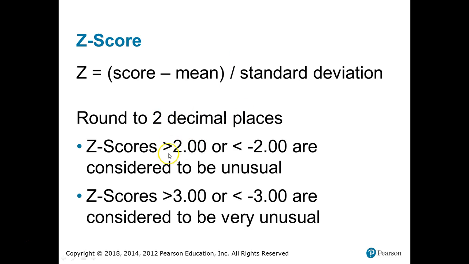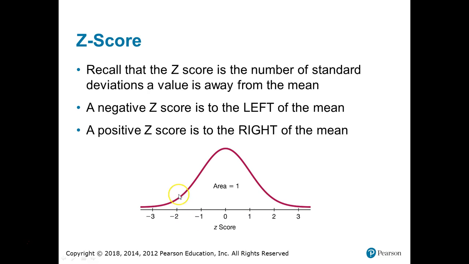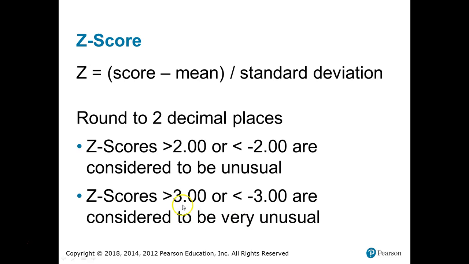So what is this saying? If a z-score is greater than 2 or less than -2, that's considered to be pretty unusual. And if it's greater than 3 or less than -3, that's really unusual. So where would that look like on here? Anything between positive 2 and 3, that would be considered unusual. Look at how small of a percentage that area is. And then anything less than -3 or greater than 3 is very unusual. Look how small that area under the curve would be.